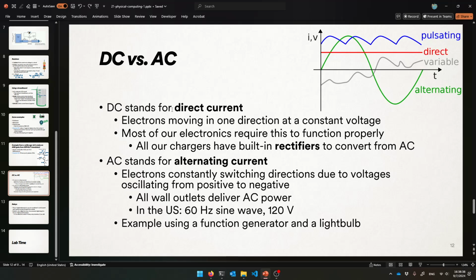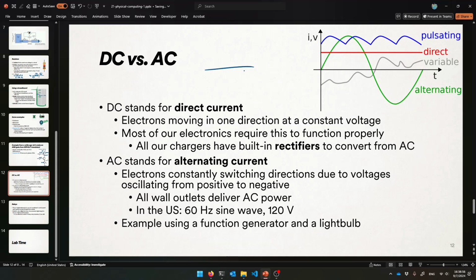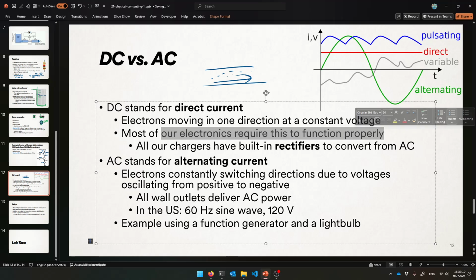I want to talk about DC versus AC. So DC, in addition to being a band name, right? DC stands for direct current, and so you've got a constant amount of positive voltage. That's what you're getting. That's direct current. Electrons are moving in one direction at a constant voltage. That's what DC is all about. And that's what most of our digital electronics require these days. Electrons are flowing in this way and this way only by a constant amount of voltage, all right? Pulling them across.